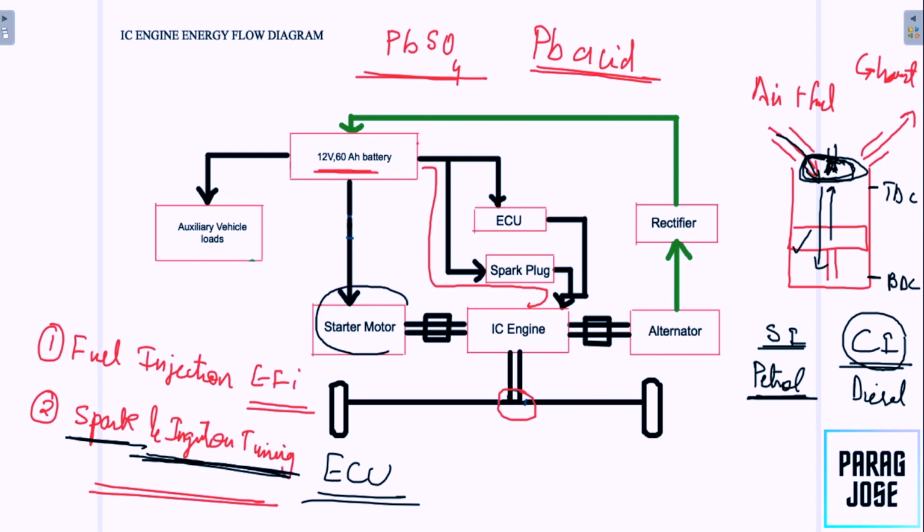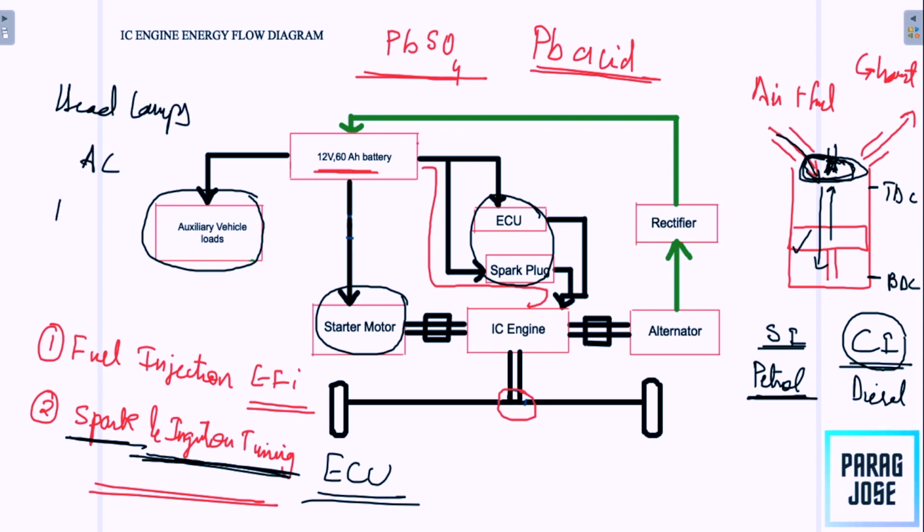We have the starter motor which will be consuming energy for cranking, and we have the ECU and the spark plug which will be consuming energy during the ignition process. Along with these, there are other auxiliary vehicle loads as well which will be consuming energy. This would include the headlamps, the lamps and lights inside the vehicle, the air conditioner or AC, and the music system. All these would be consuming energy from the battery pack.